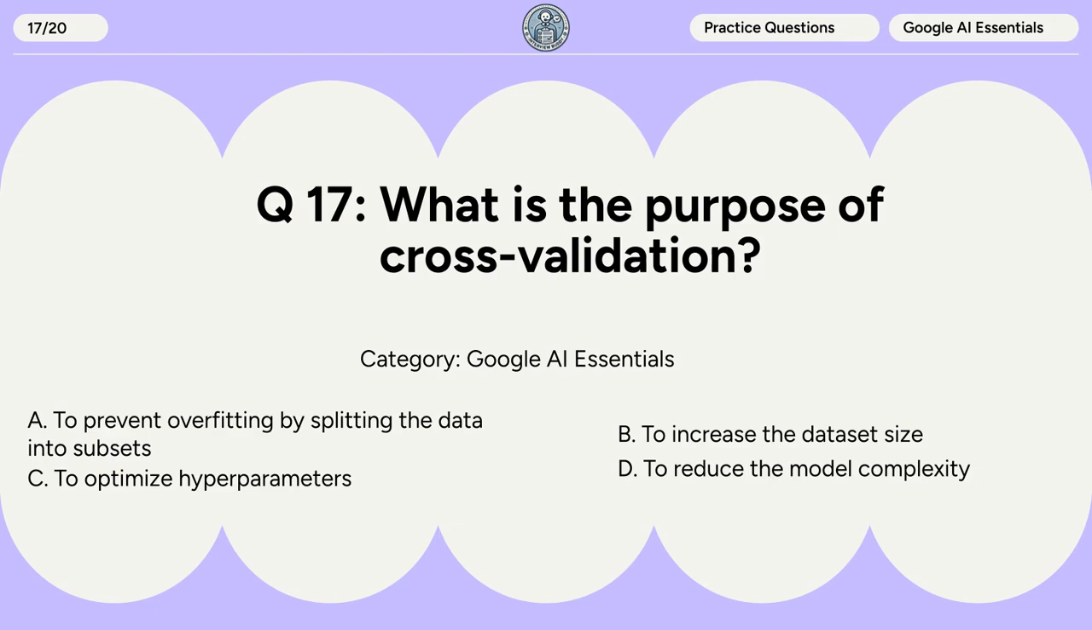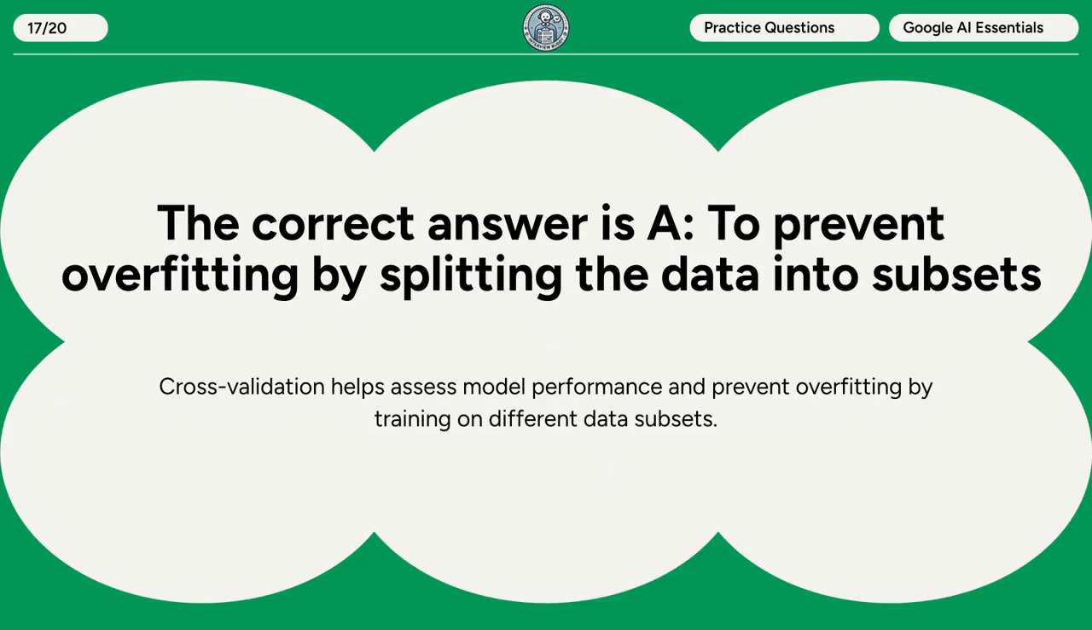Question 17. What is the purpose of cross-validation? A. To prevent overfitting by splitting the data into subsets. B. To increase the dataset size. C. To optimize hyperparameters. D. To reduce the model complexity. The correct answer is A. To prevent overfitting by splitting the data into subsets. Cross-validation helps assess model performance and prevent overfitting by training on different data subsets.